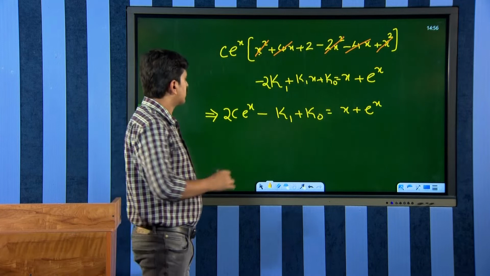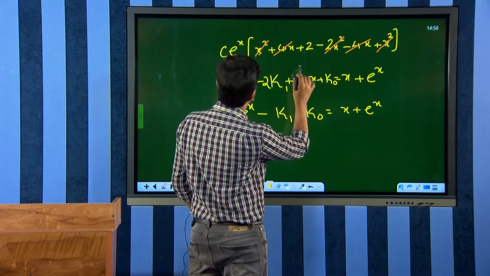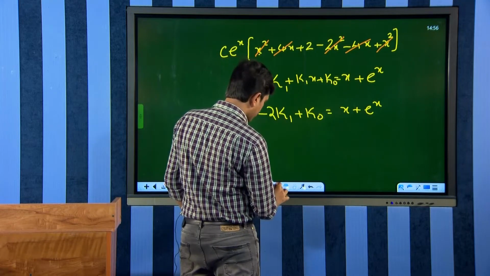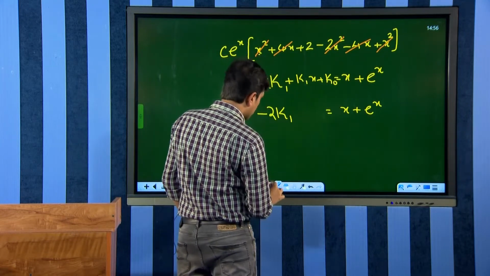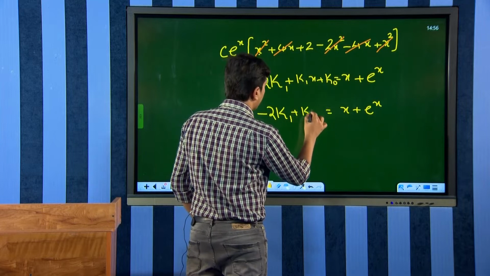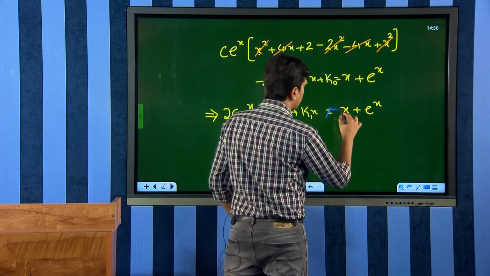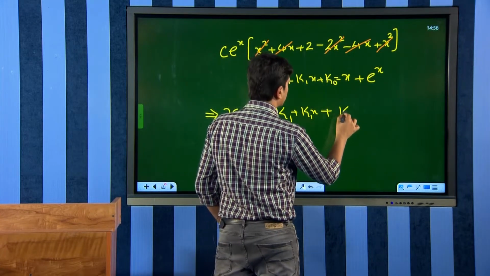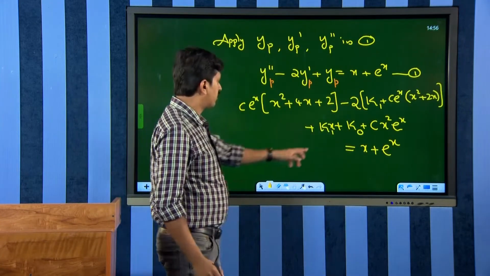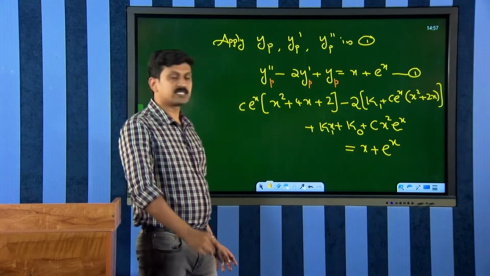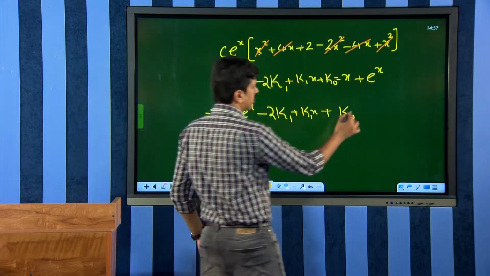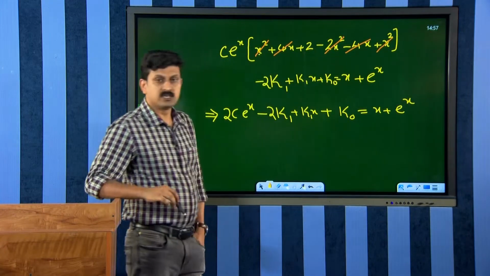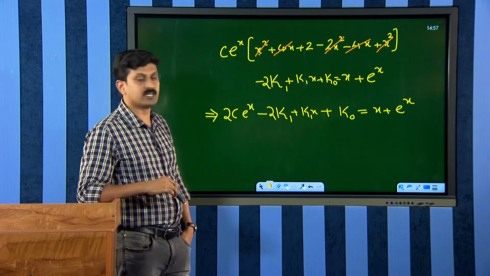So, here we have minus 2c e raised to x plus minus 2 k1 plus k1 x plus k naught, which is equal to x plus e raised to x. Okay. So, we can compare the coefficients of e raised to x.